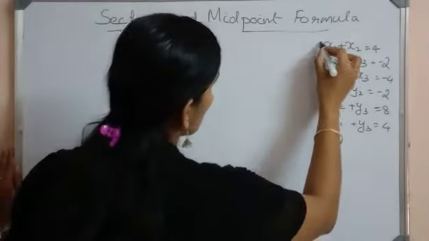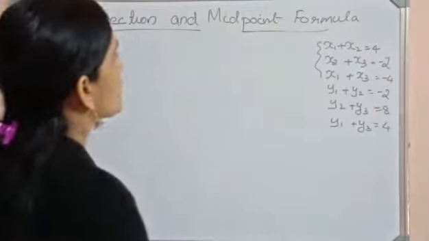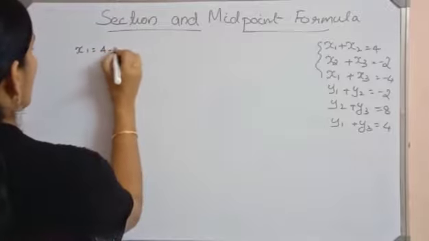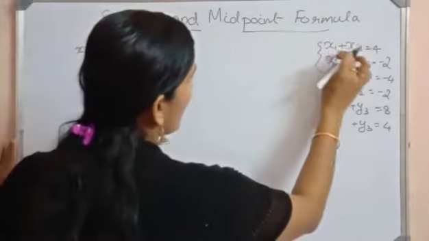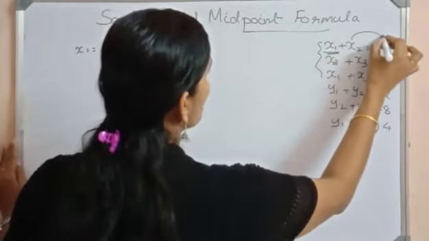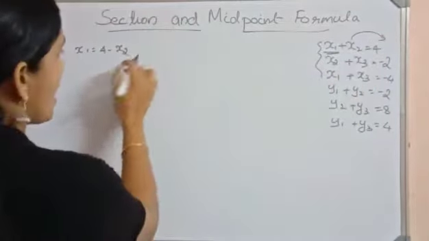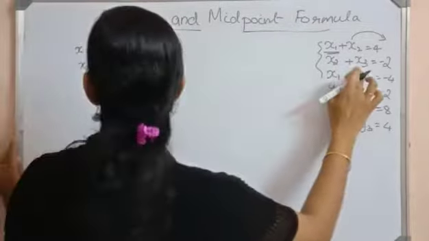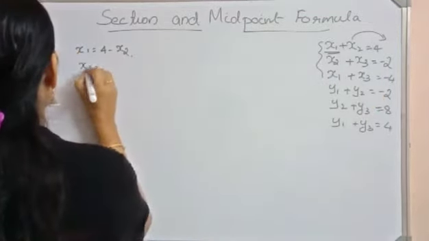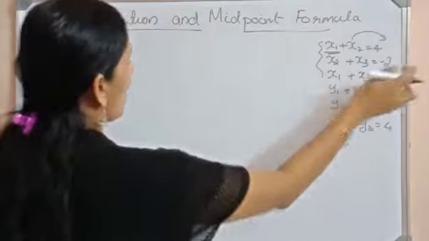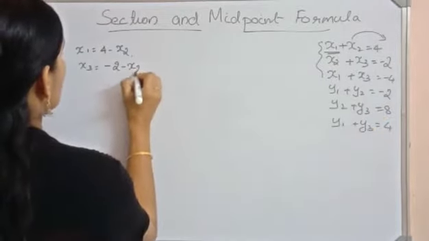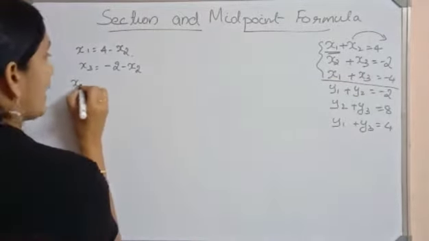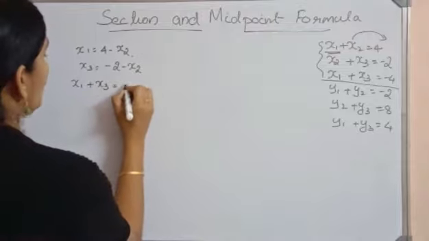Now consider the expressions in x, these three. x1 + x2 is 4. From the first one, we can find x1 is equal to 4 minus x2. From the second equation, x3 is equal to -2 minus x2. Now let's consider the last equation, x1 + x3 is equal to -4.